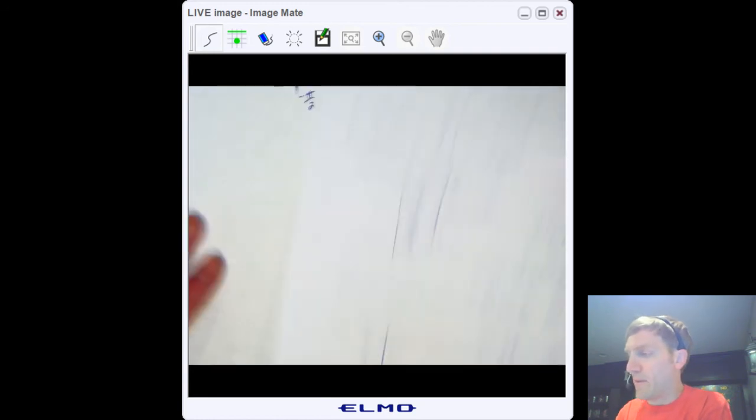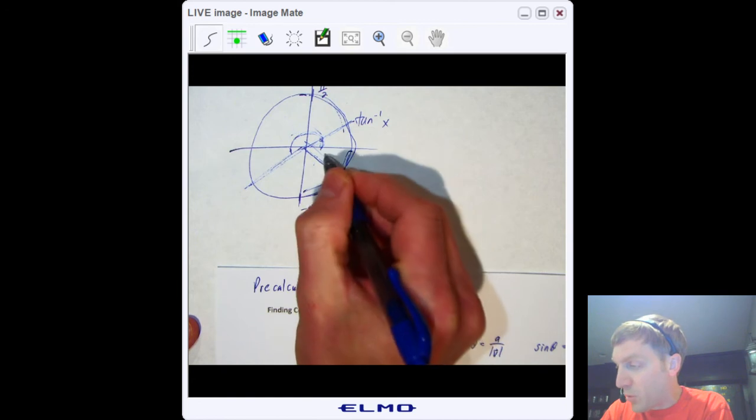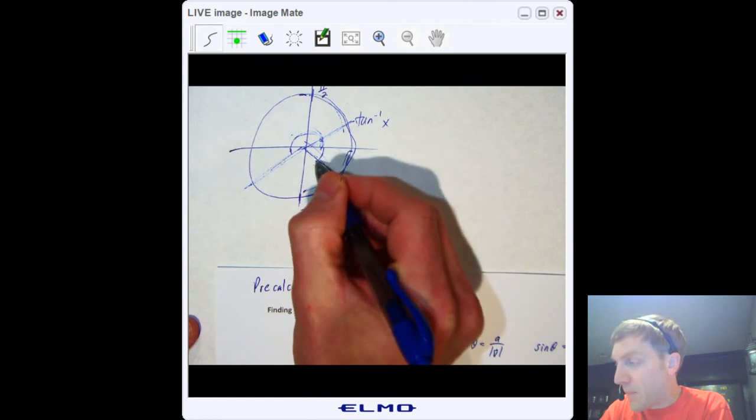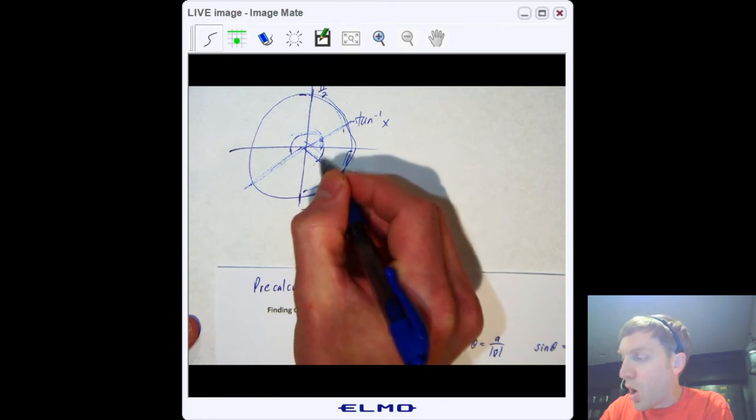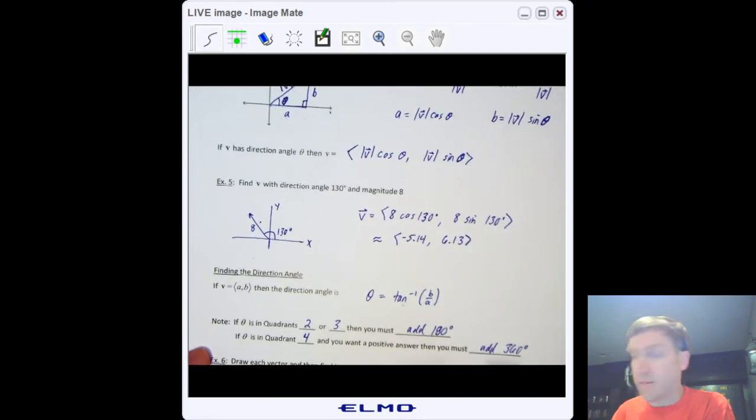Okay, and again, think why. If my angle is supposed to be in quadrant 4, let's say it gave me an angle, it would be the correct angle. It would only be negative, but I want to make it positive. So I want to go all the way around the circle as a positive angle. So I want to add 360 to make the angle positive.